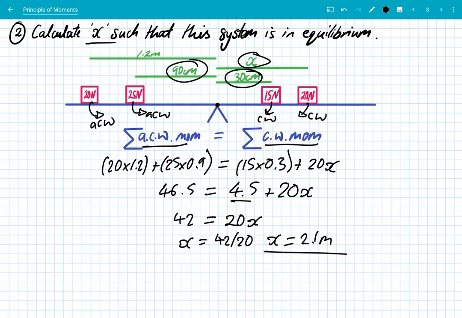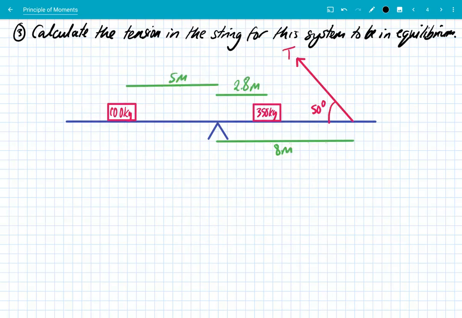So just by applying the principle of moments, we could work out the distance that this weight had to be from the pivot for this system to be in equilibrium. And we always follow the same method. This next one is a little bit more tricky. We've got to calculate the tension in this string for the system to be in equilibrium, but the string is acting at an angle. So before we do anything, let's just have a look at the problem.